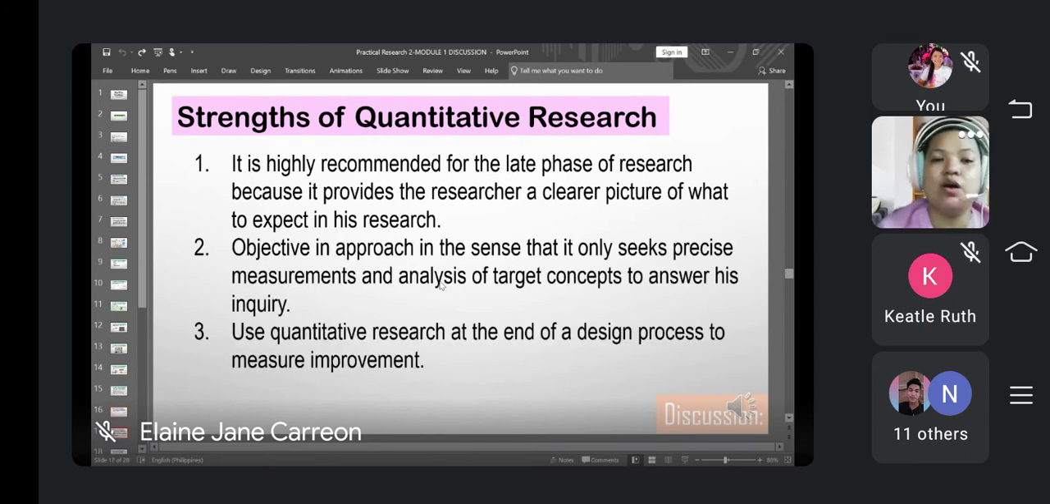Next. Number 2, objective in approach in the sense that it only seeks precise measurements and analysis of target concept to answer its inquiry. So, isang strength din ng quantitative research ay precise yung mga measurements niya kasi nga we are using numbers. And the analysis is very precise. You can come up with a decision with precise data. Next, use quantitative research at the end of the design process to measure improvement. So, malalaman mo kung nag-i-improve yung result through your data.